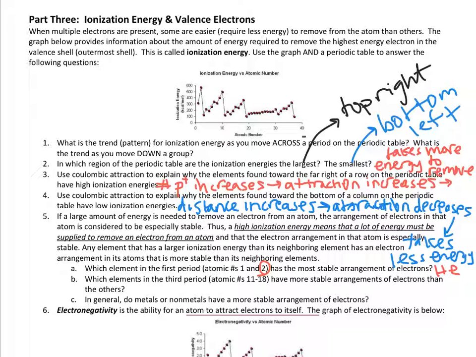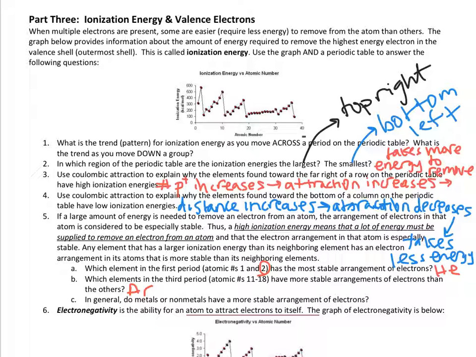Now if we use that same knowledge for the third period, the third row there, that's sodium to whatever number 18 is. Argon, thank you. Again, we've got sodium on the left, argon on the right. Which one has higher ionization energy? Well, it increases going across, so that means argon must have the highest ionization energy. So argon then has a more stable electron arrangement.